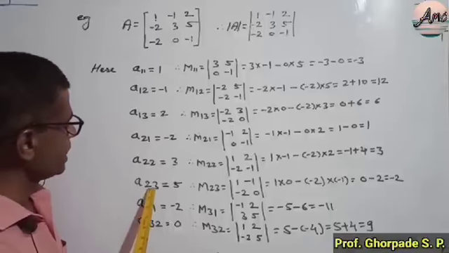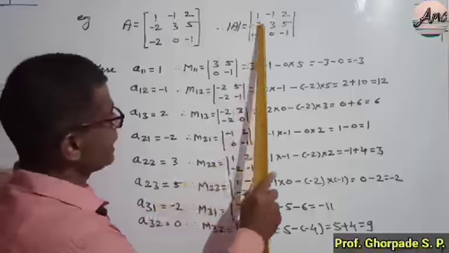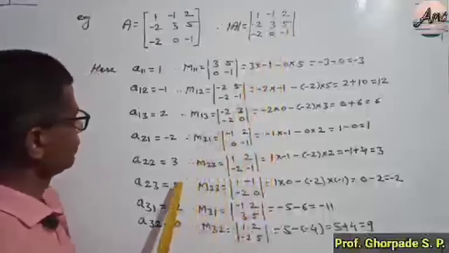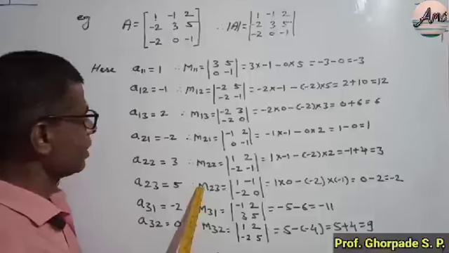Then take A23. A23 is the element present in second row, third column of the determinant. Second row, third column is 5. So we have to find the minor of this 5. So the minor of A23 is denoted by what?